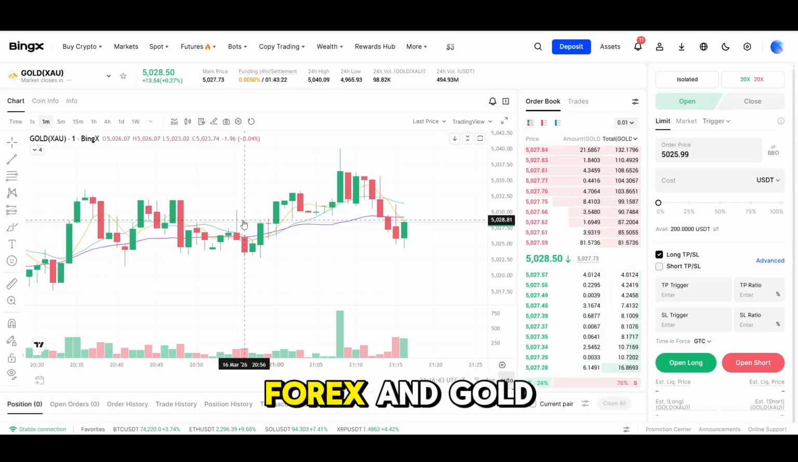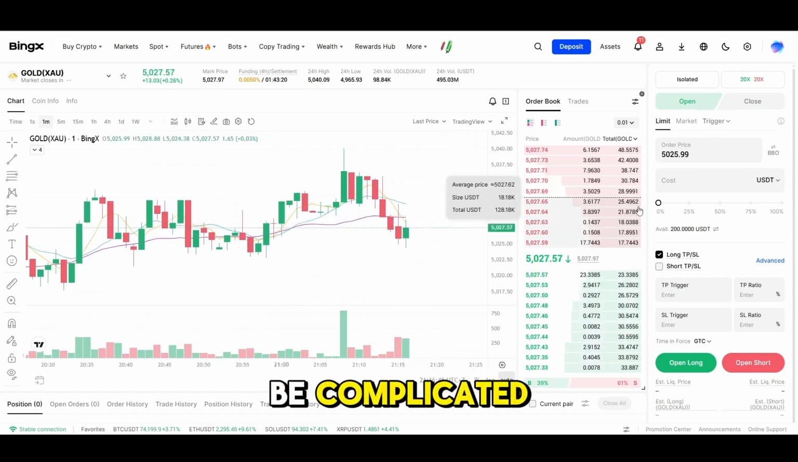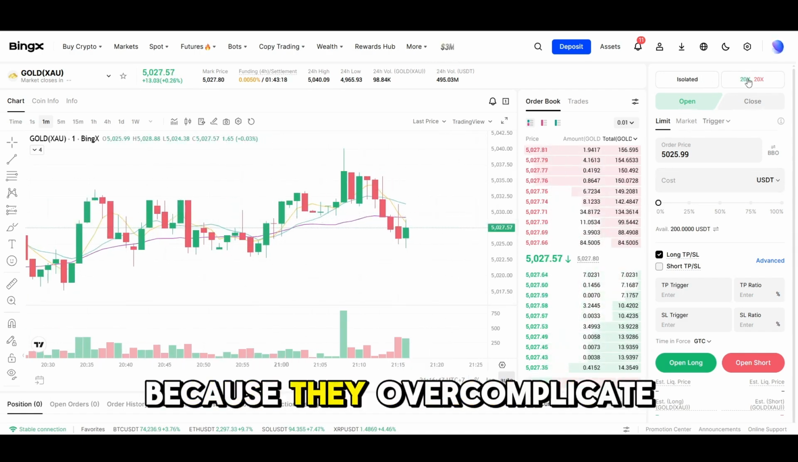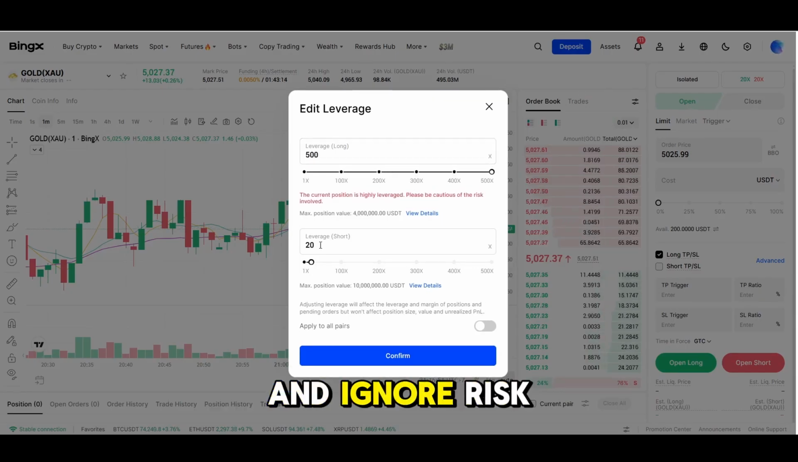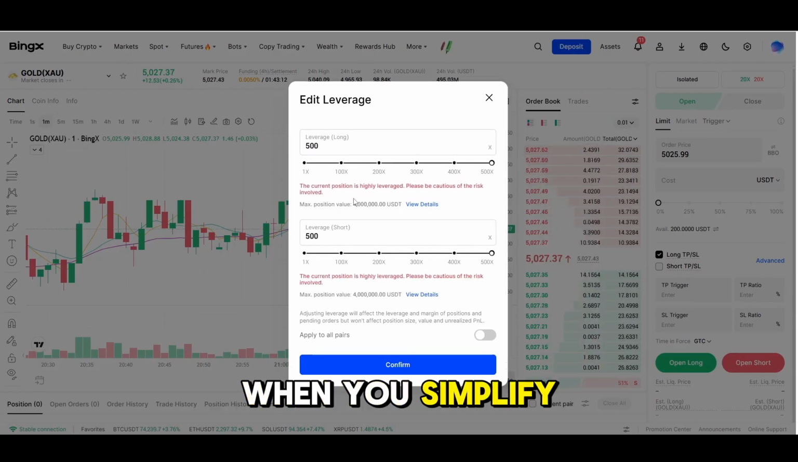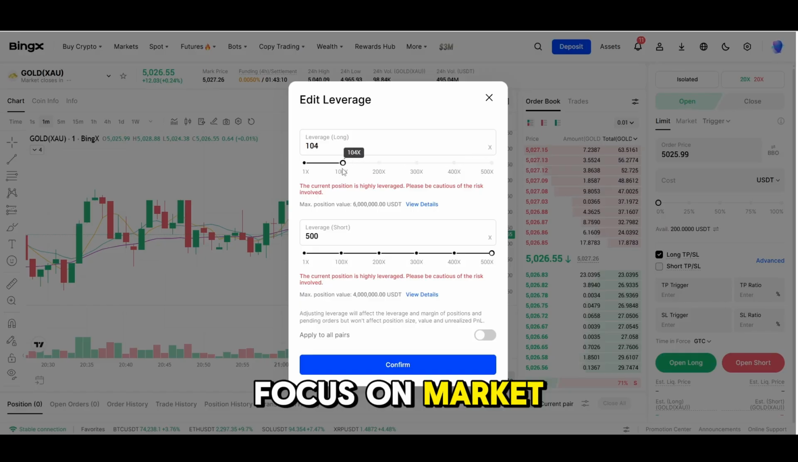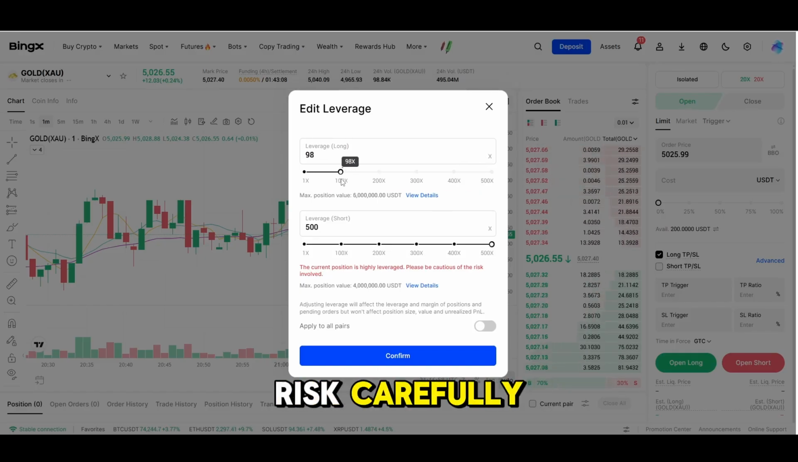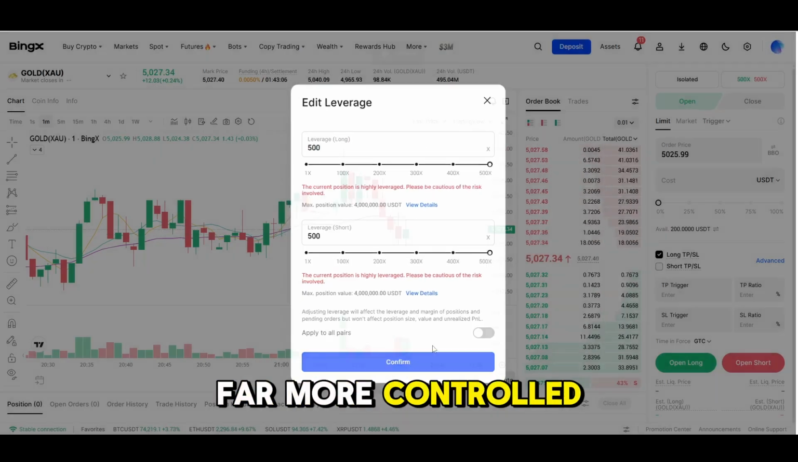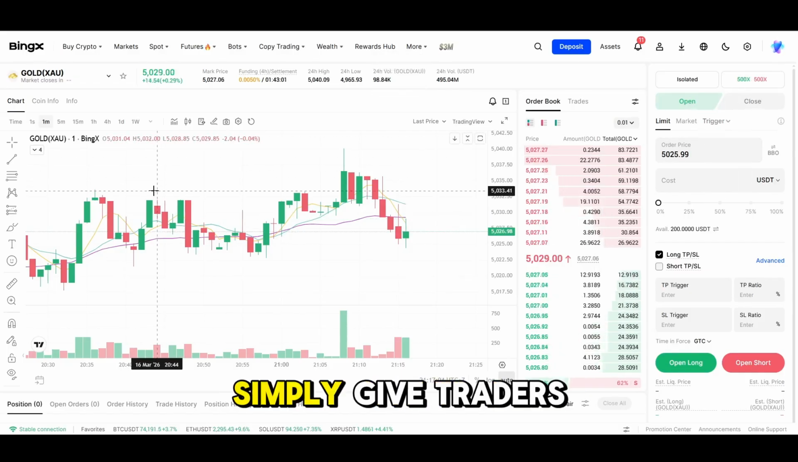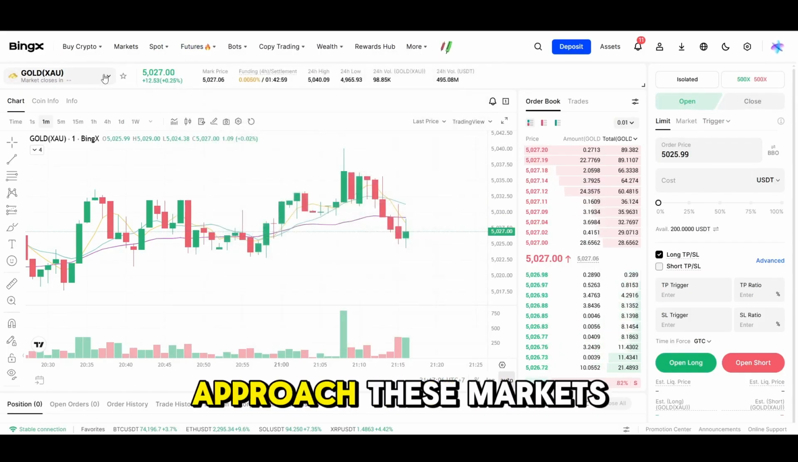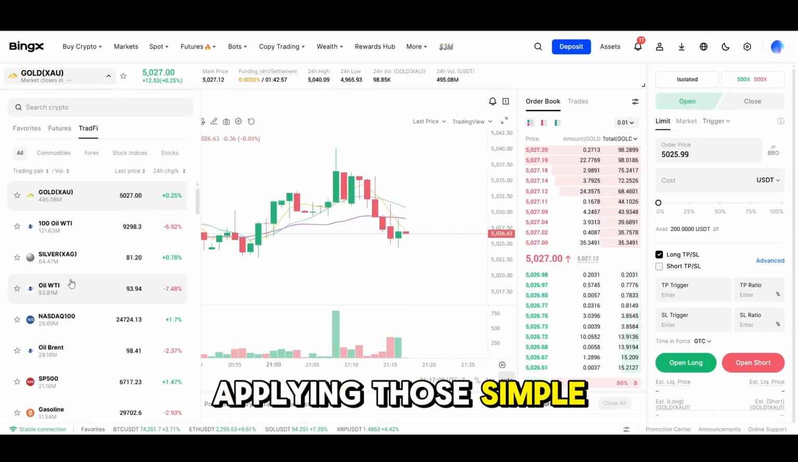Forex and gold trading does not need to be complicated. Most traders struggle because they overcomplicate the process, chase unrealistic profits, and ignore risk management. When you simplify your strategy, focus on market structure, and manage your risk carefully, trading becomes far more controlled and consistent. Platforms like BingX TradFi simply give traders an accessible way to approach these markets while applying those simple principles.